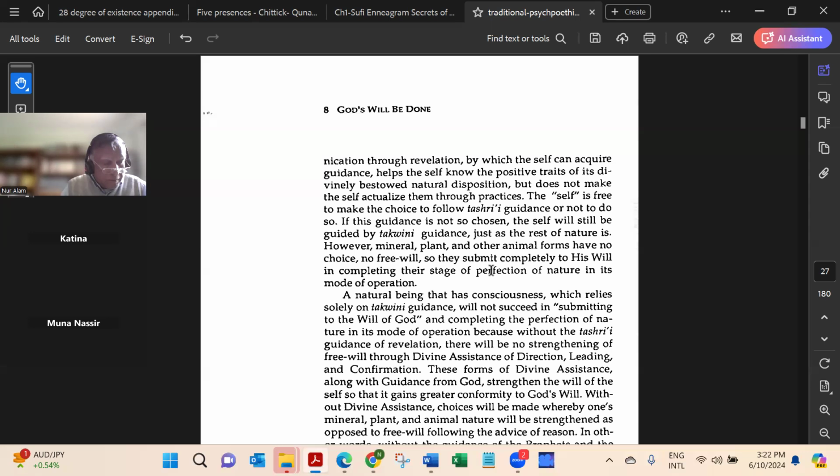Yes, I'm sorry. I think my question is, is Takwini guidance the fitra? Because Katina was mentioning earlier about universal law. So is that the Tashri'i guidance or the Takwini? Yeah, Takwini guidance is the one which is universal law. They say that, fitra. Yeah, that's the fitra. That is the one.